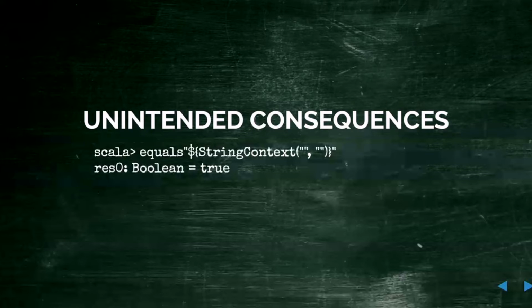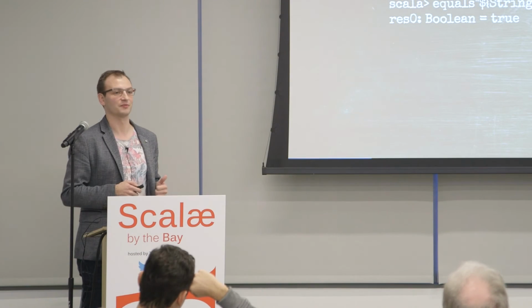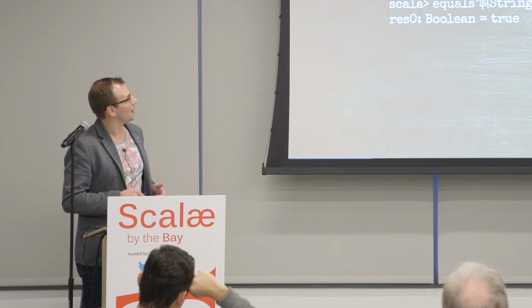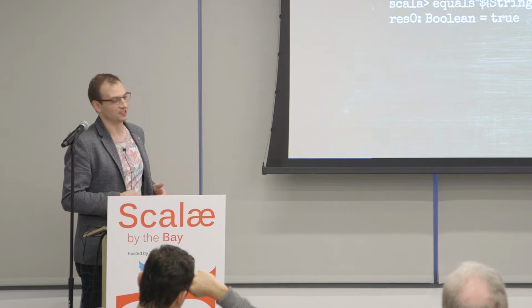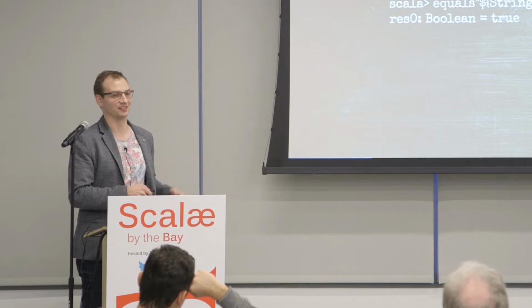Is anyone thinking, what the hell is this? String context already has equals. So, say again? String context already has equals. So equals is a method which exists on the string context type. Good. Now we're substituting a value which is itself a string context into this.